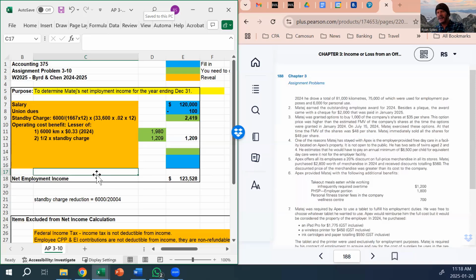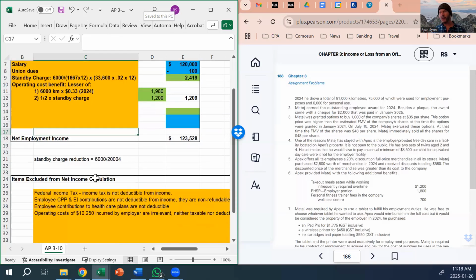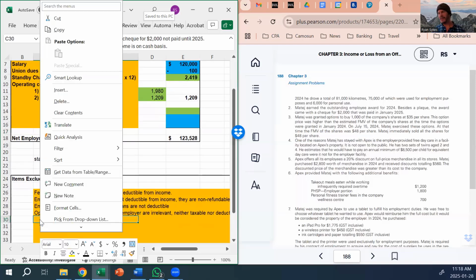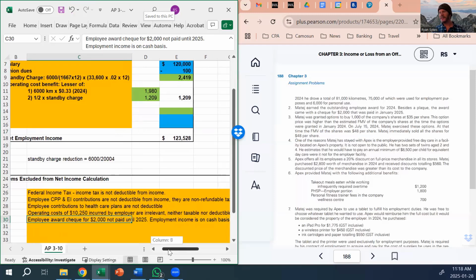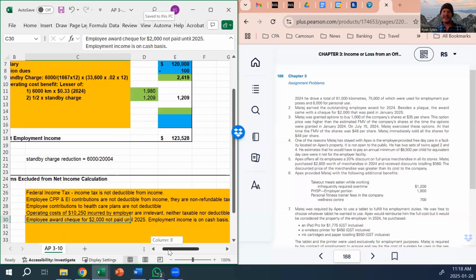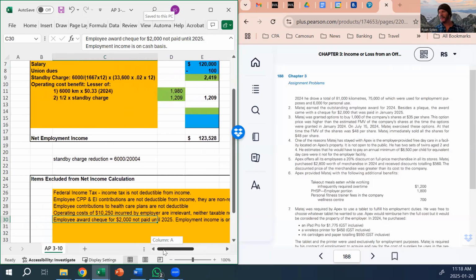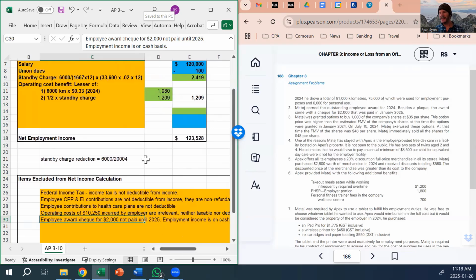But take a look here. Despite the fact that he earned it in 2024, it was paid in 2025. For employment income, we only include amounts that we've actually received in the year. Given the fact that he doesn't receive this in 2024, we don't include it in his income, which is probably good, I guess. Lower income means lower taxes, right?